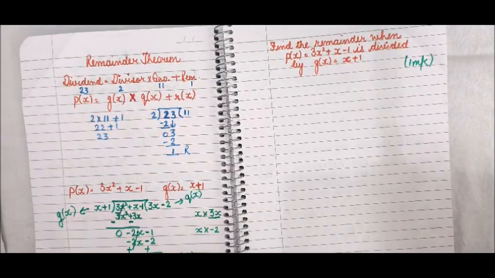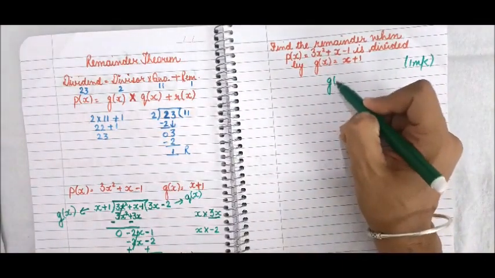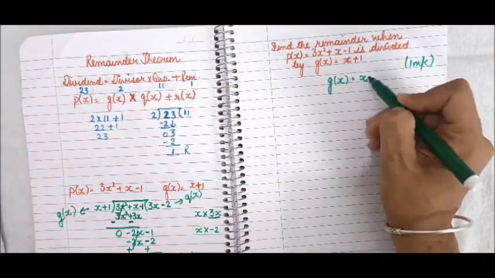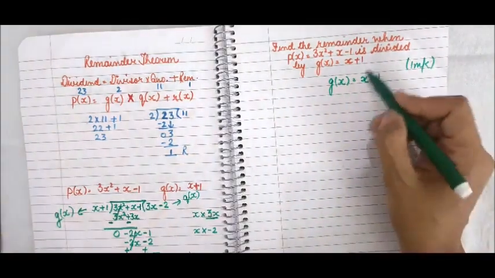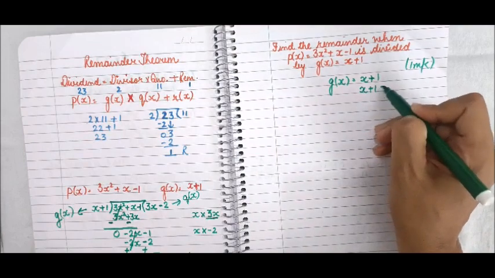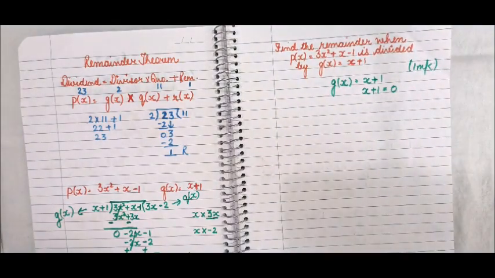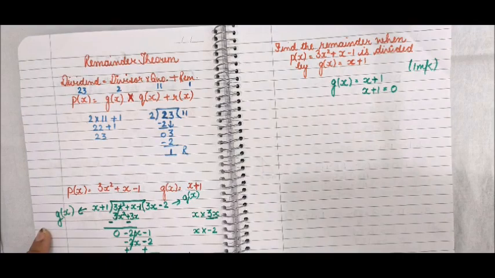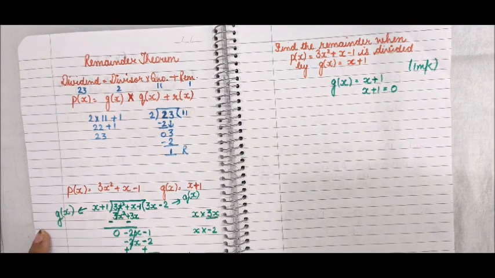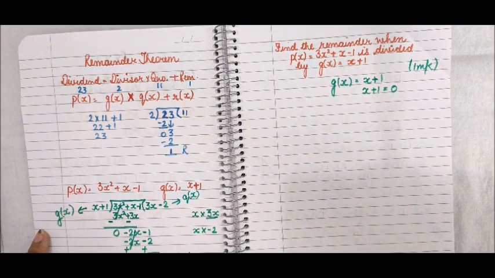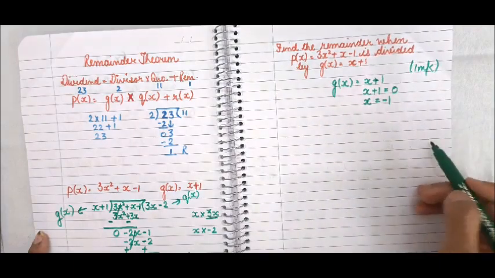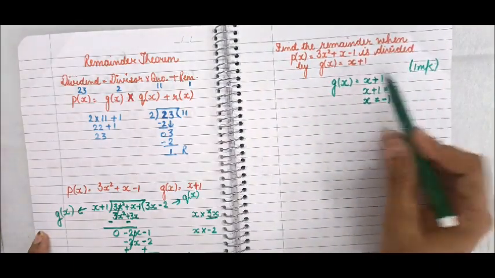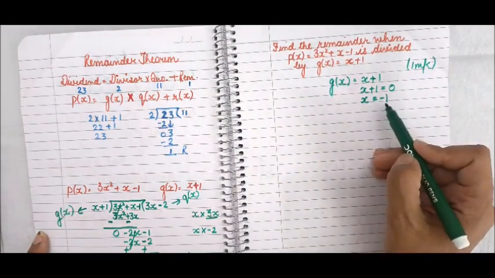The simple trick is that as you are given the divisor gx, which is equal to x plus 1, from here I am going to take out the value of x. So I am going to make this equal to 0. You remember in one of my videos I have explained how to find the 0 of the polynomial. You just have to make that polynomial equal to 0. So whatever value you get for x, that will make that polynomial 0. So x is equal to minus 1.